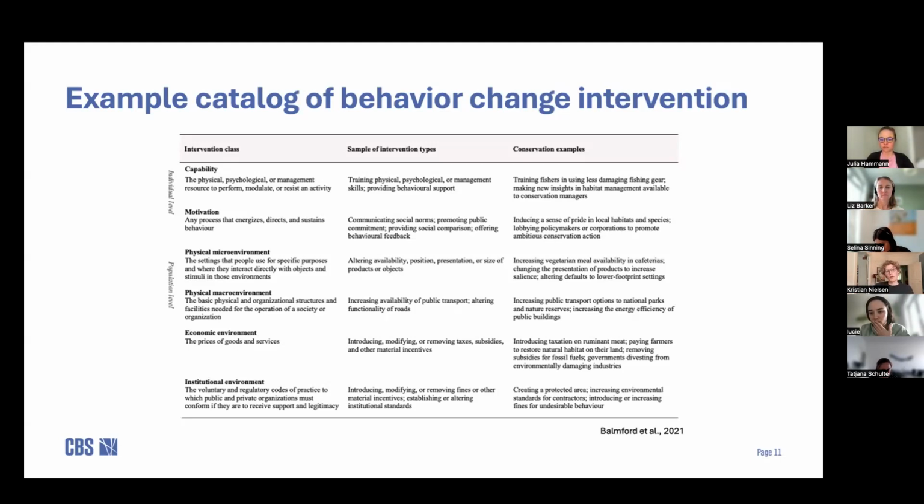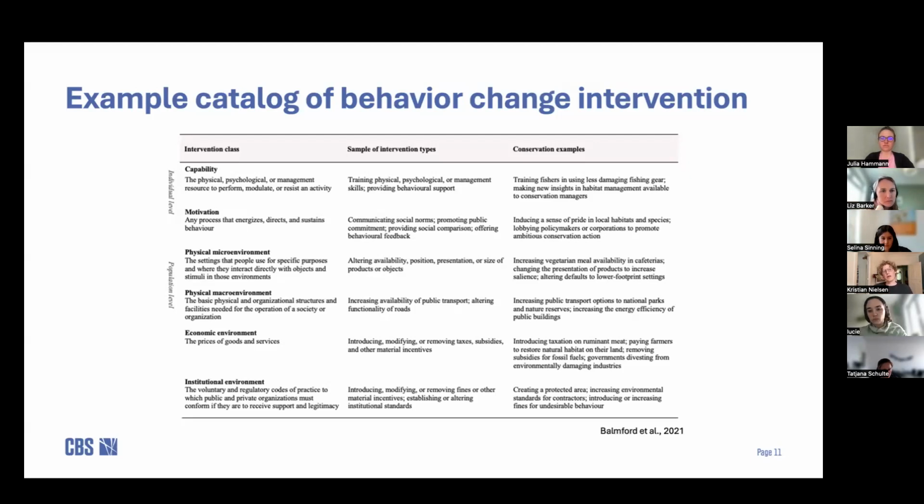So, for example, at the individual level, where we focus on specific individuals or specific groups, we can try to implement interventions that will improve a person's capability to perform a behavior that minimizes their impact on biodiversity or a conservation target. For example, this could be training fishers to use less damaging fishing gear, but we can also try to increase the motivation to do this sort of behavior or make the behavior change. And again, this could be communicating social norms within a specified social community. It could also be communicating dynamic norms so that a norm is changing, or, for example, inducing a sense of pride in local habitats and why they need protecting. So these are the very individual-specific interventions. And these are obviously hiding a lot of heterogeneity and a lot of opportunity.